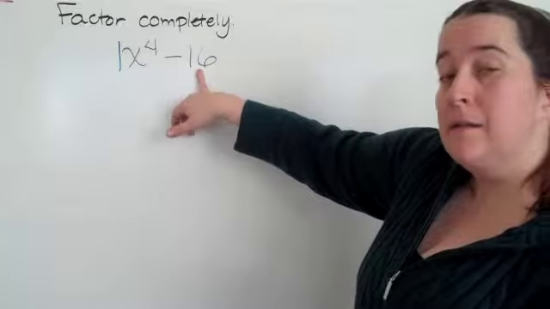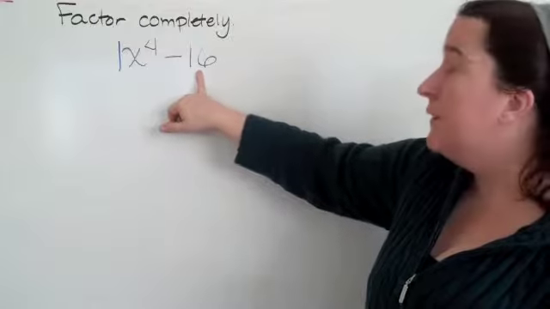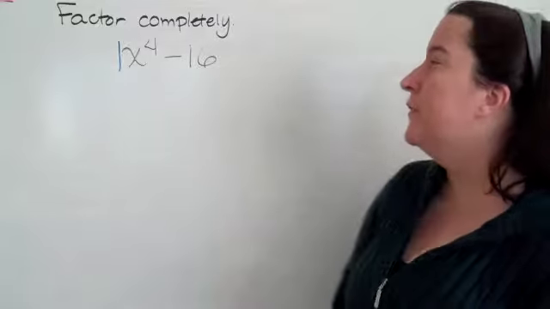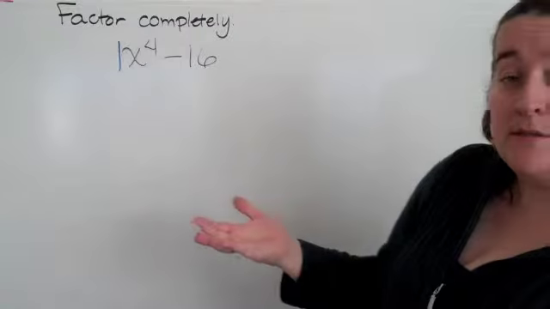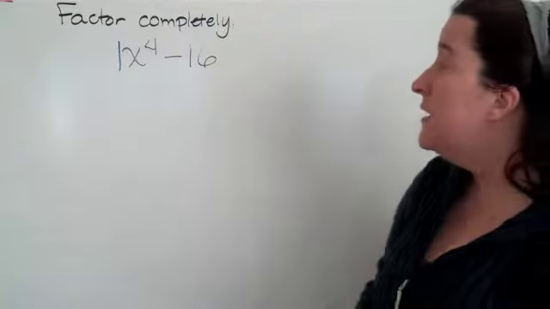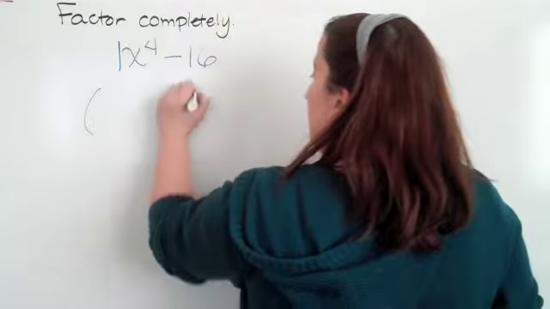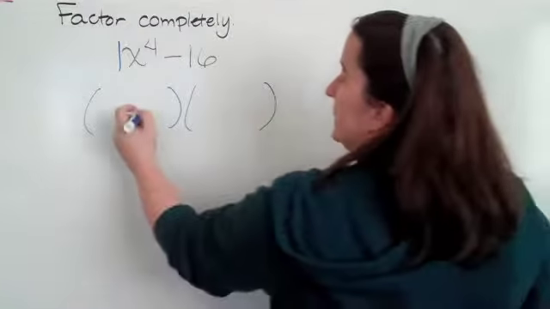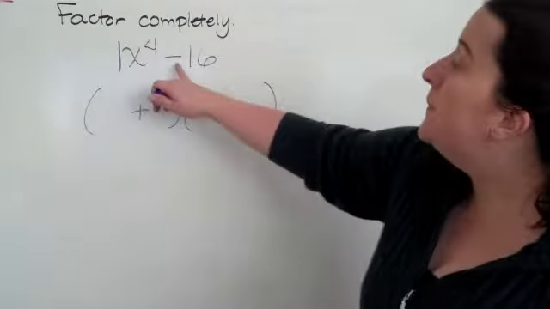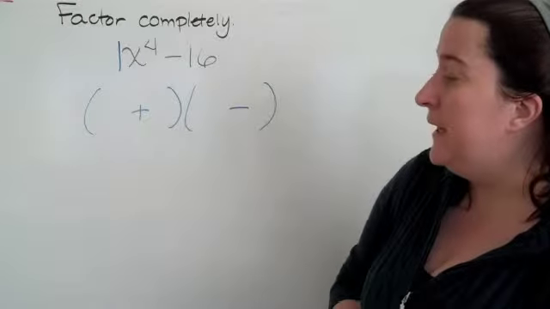And then I look at the second term, and I say, is this a perfect square? Is there some number times itself that'll equal just the 16? The minus was for the difference part. And there is, 4 times 4 is 16. So for factoring a difference of 2 squares, which this is, we start with 2 sets of parentheses. One of the parentheses is going to get a plus, and one is going to get a minus, because to get a minus sign when I'm FOILing, I have to have one be positive, one be negative.